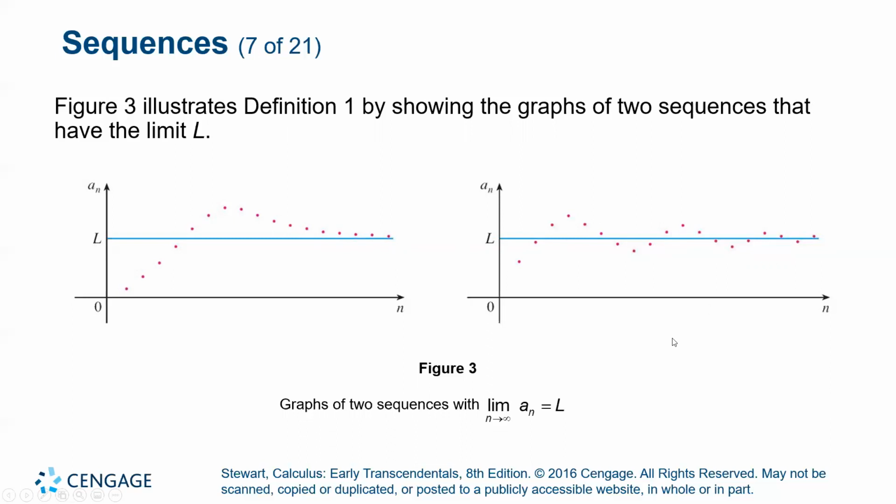So several different sequences could have the same limit, but have a different type of behavior if you were to graph them. So just sort of an FYI.